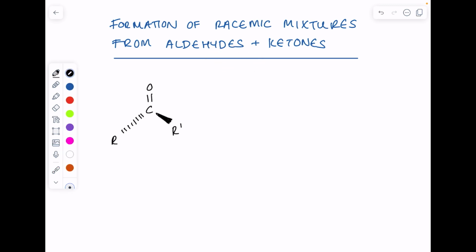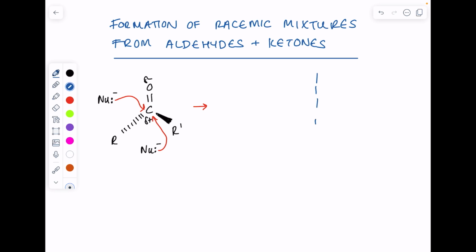So here I have a generic structure of a ketone. As always, we've got our slightly negative oxygen, our slightly positive carbon. I'm going to just use this to represent a nucleophile. I don't really mind which one it is because after all I'm using this to demonstrate how we can form racemic mixtures from aldehydes and ketones. Now what you need to be aware of here is that this carbonyl group is planar, and that means it can be attacked by a nucleophile either above or below. And it's this that creates the racemic mixture.